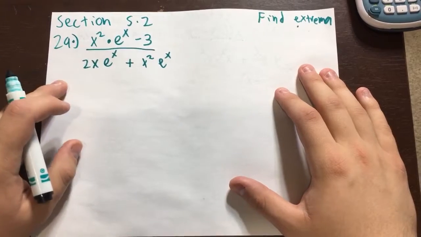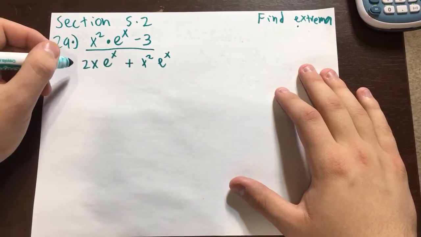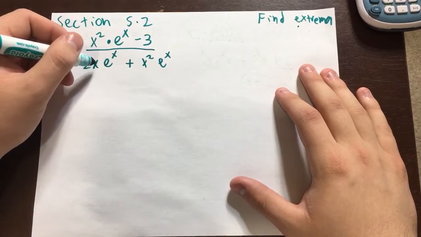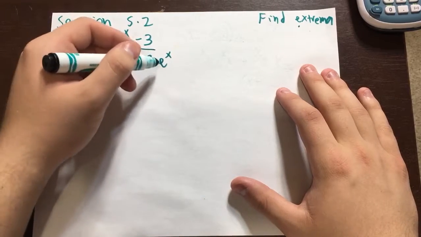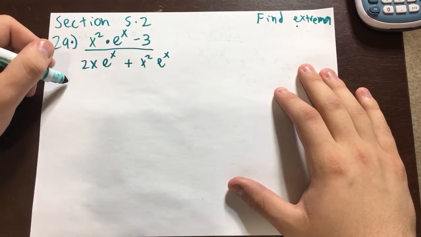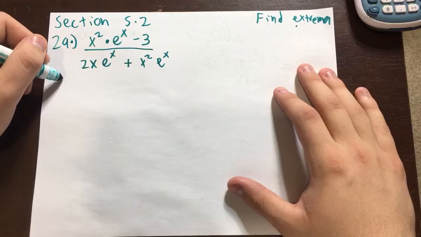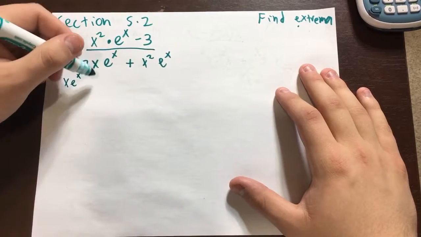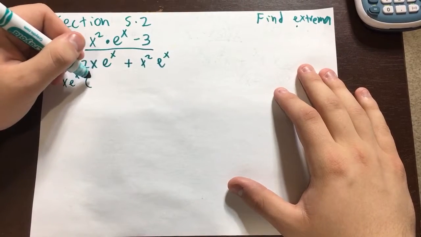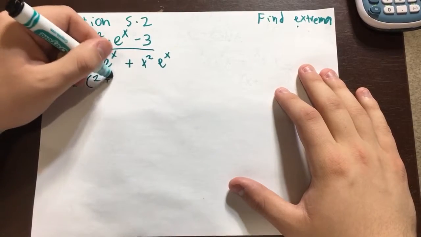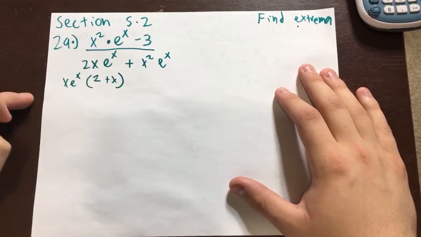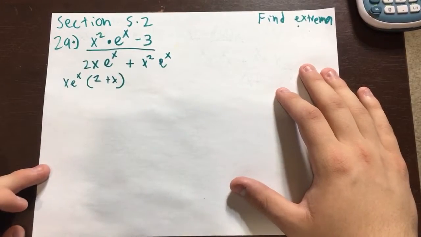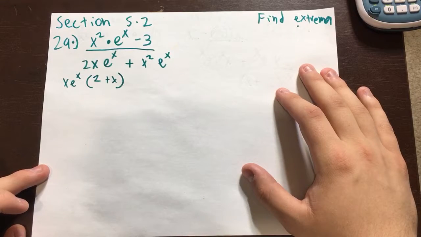Okay, so now that we know this, you can see that there's a GCF, which is x e to the x, because we have an x squared here and an e to the x. So we can go ahead and factor that out. So it's going to be x e to the x times (2 plus x).